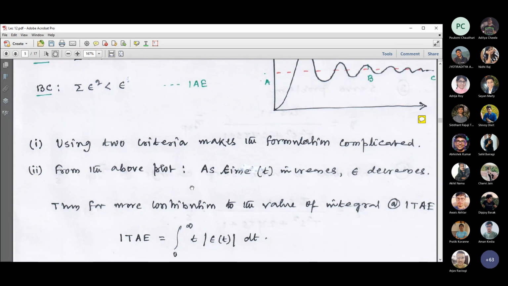As time increases, error decreases. So if we multiply time and error, it may contribute a large value to the objective function. As time t increases, error decreases. So that's why we want to multiply t with epsilon, so that it can contribute a reasonably large value to the objective function. Yeah, that's it. This is a guideline. So if you have doubt, you can ask me.